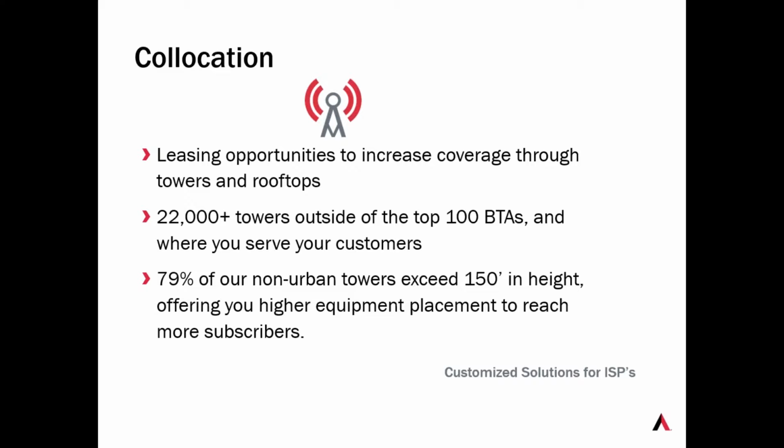So 22,000 of our 40,000 towers are outside the top 100 BTAs and are typically where our rural ISPs are operating. So they're taller towers, things that can be utilized quickly to deploy networks, especially when trying to build out in these identified CAF markets.